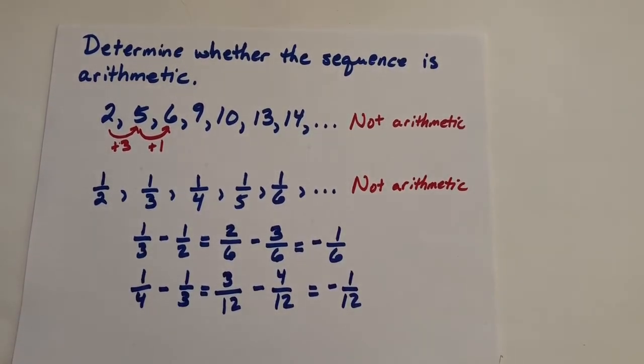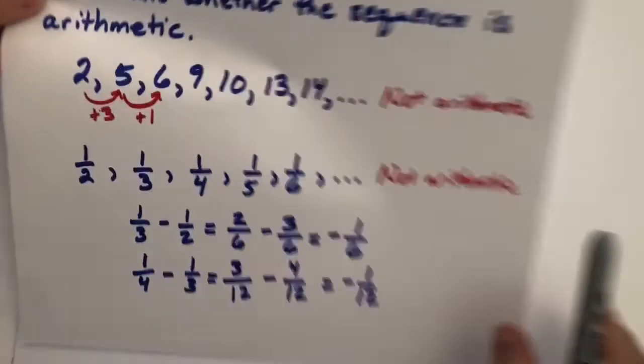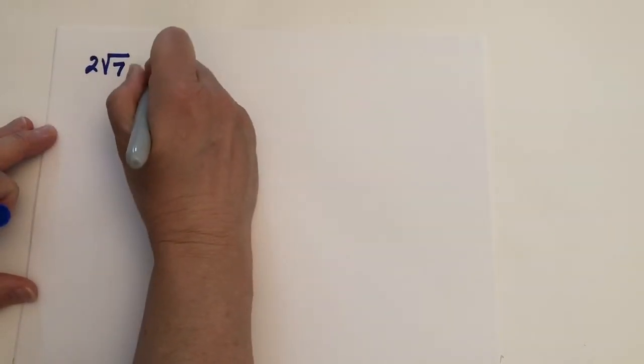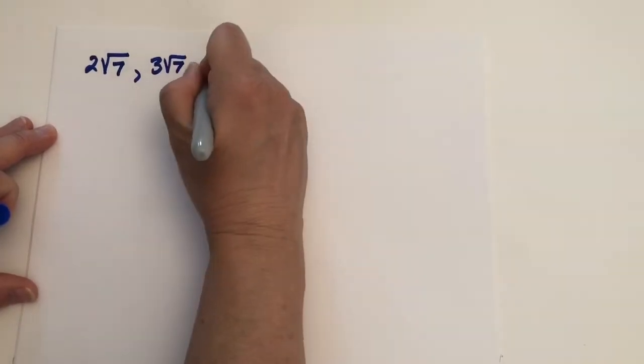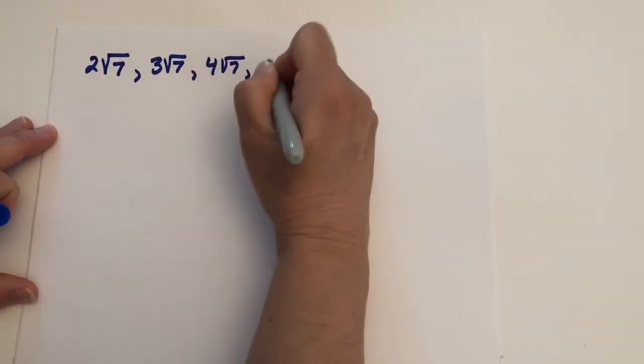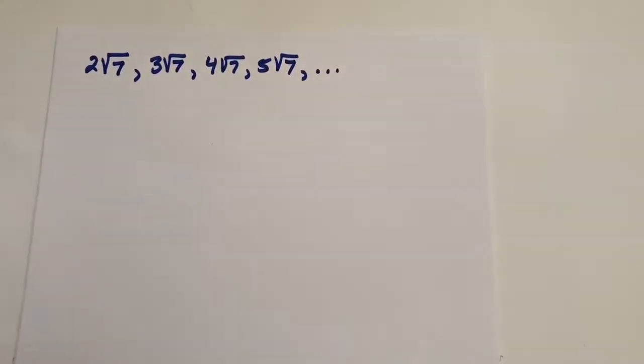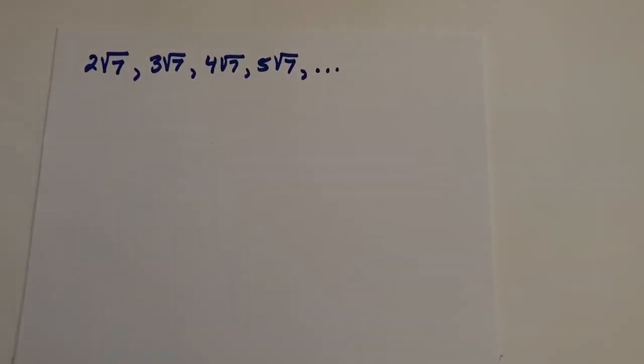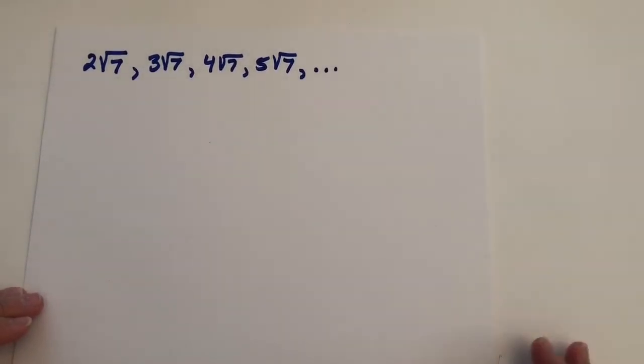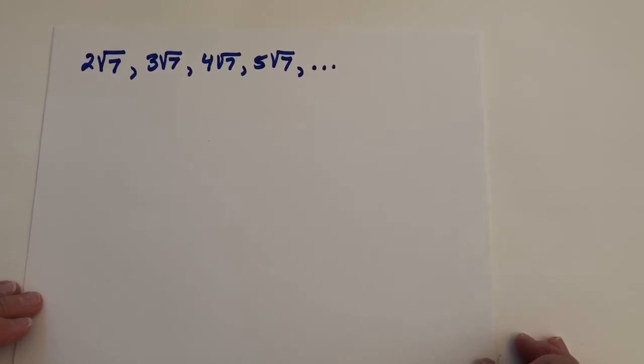Let's look at a third one. And the question is still the same. Is the sequence arithmetic or not arithmetic? And so here it is. 2 square root of 7, 3 square root of 7, 4 square root of 7, 5 square root of 7, and so on. And again, remember the test is to see whether the difference between consecutive terms is common throughout the sequence.